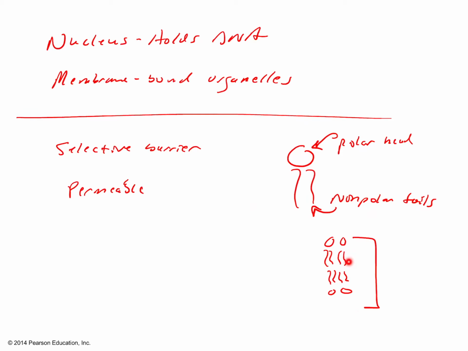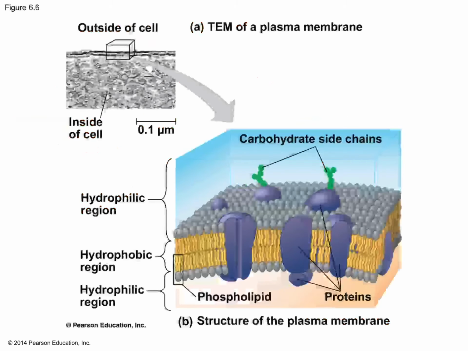Anything inside or outside the cell dissolved in water has a difficult time getting through that fat layer, because you know that oil and water don't mix. They form layers. They separate from each other. They repel each other. So that fairly thick hydrophobic region in the middle, where the tails of the phospholipids are, is a lot of what gives that membrane its selective permeability.